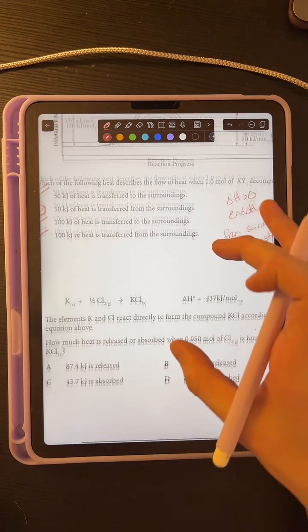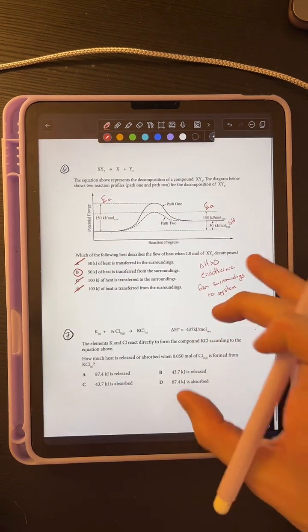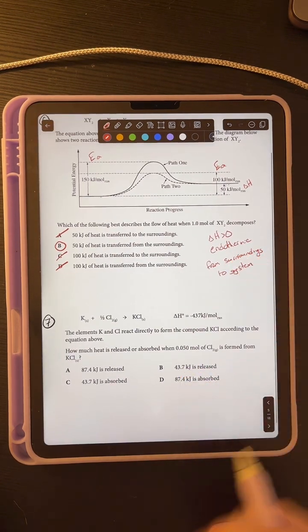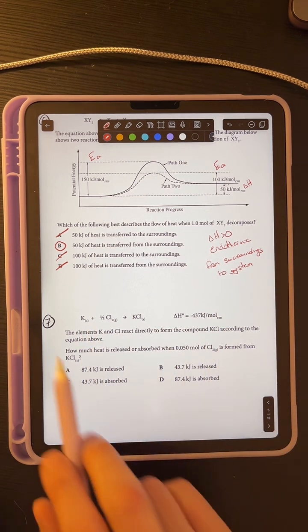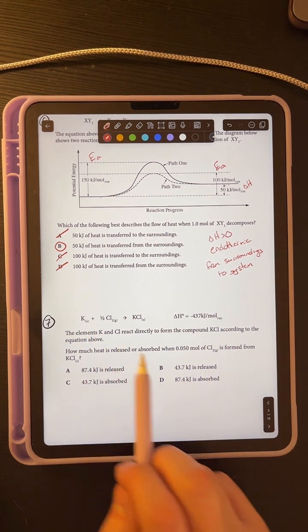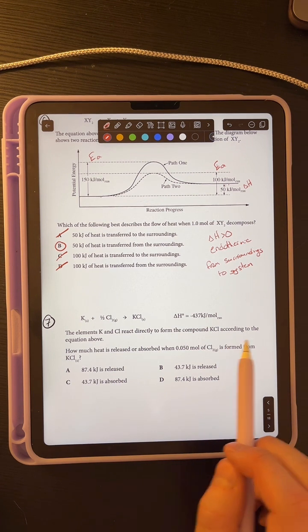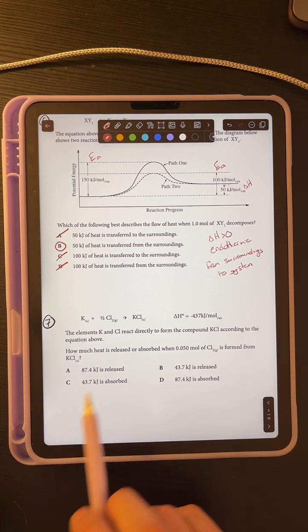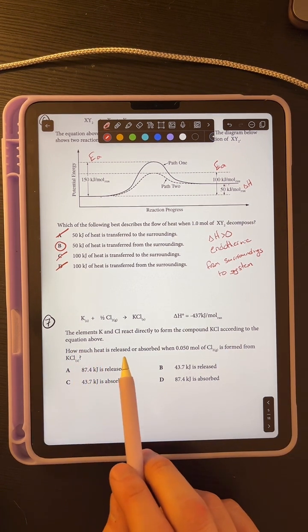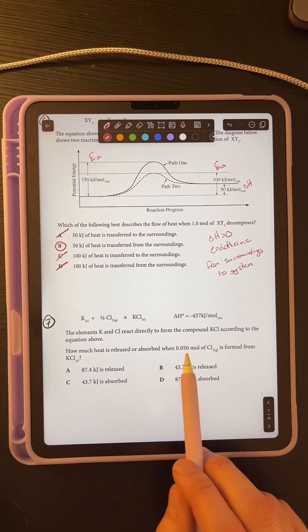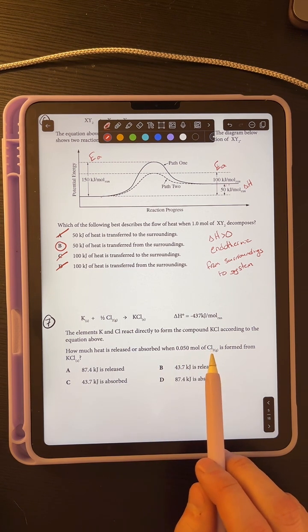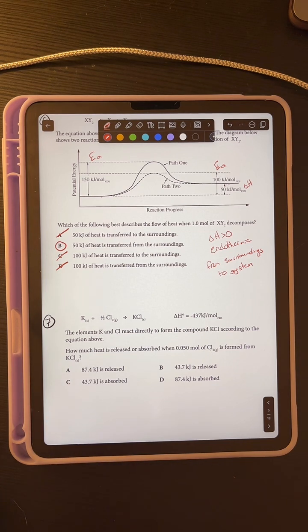All right, let's go ahead and move on to number 7. We've seen this reaction before. The elements potassium and chlorine react to form the compound KCl according to the equation above. How much heat is released or absorbed when 0.05 moles of Cl2 is formed from KCl?